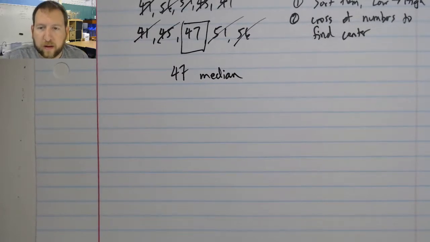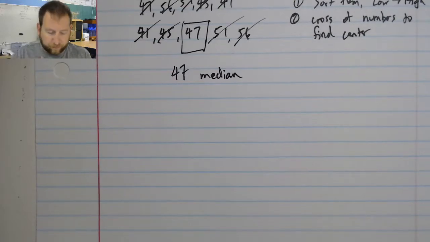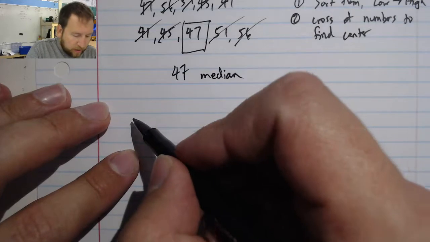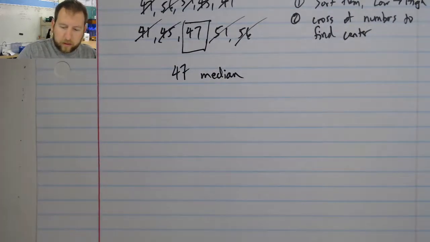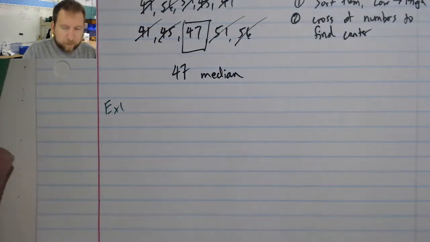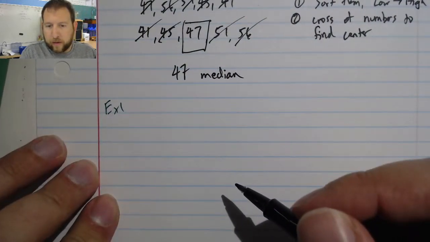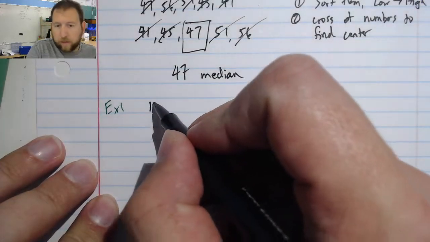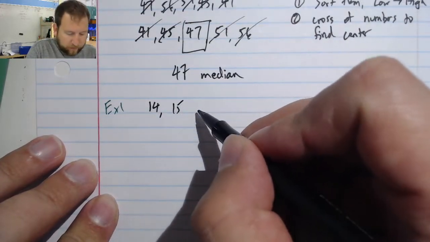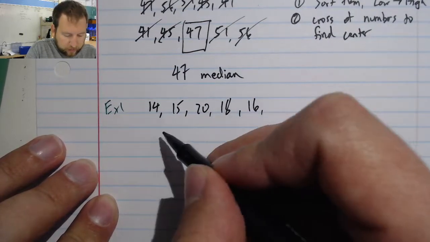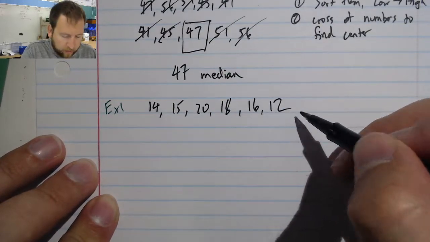Let's take a look at one more example. In this case, I want to talk about what happens when we have an even number of terms. So let's take a look at this. Example one, we're going to look at this data set. We have 14, 15, 20, 18, 16, and 12.